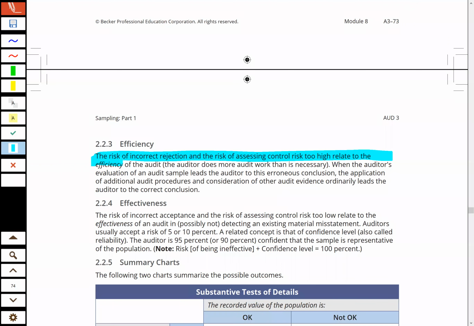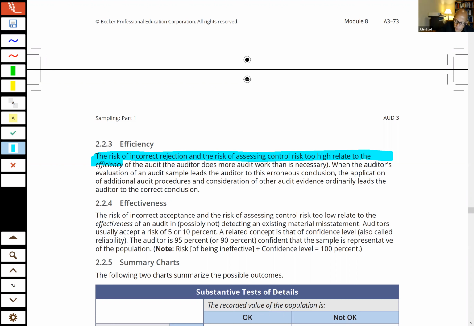Increase my sample size. I'm probably going to want to increase my sample size for my substantive test to see, well, how bad is this? Because I'm going to have to propose an adjustment or something, right? And when I increase that sample size, what will I find? Oh, there really isn't a material misstatement. So in both cases, I come to the correct decision, but not in a very efficient manner, right?